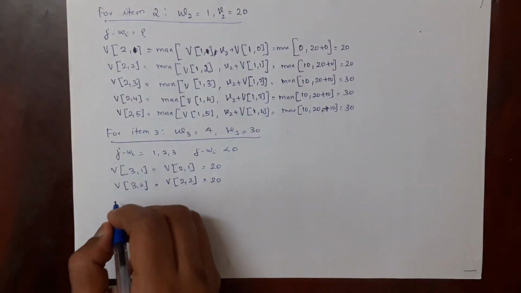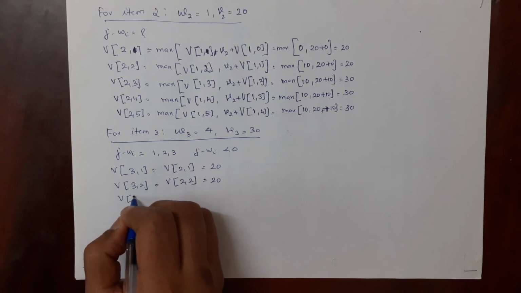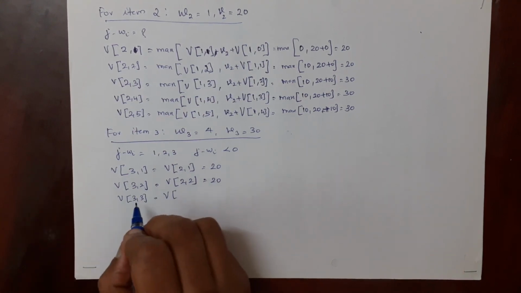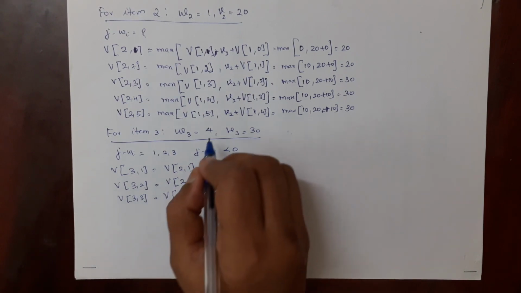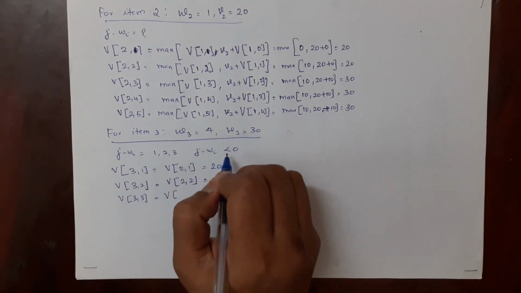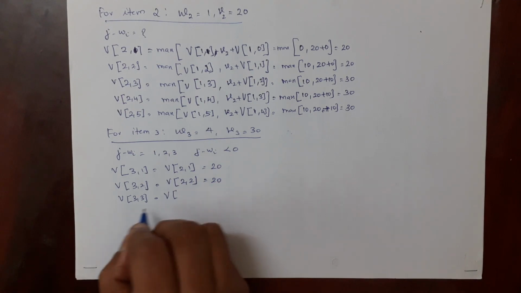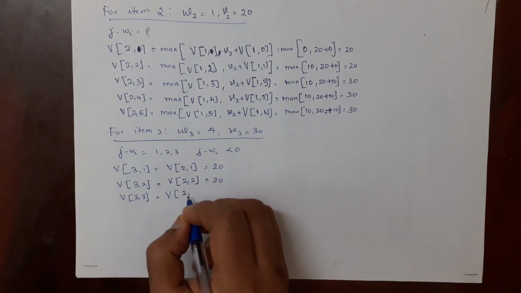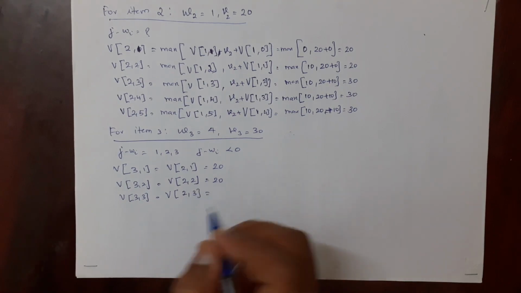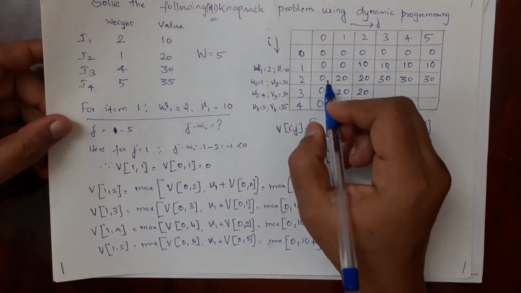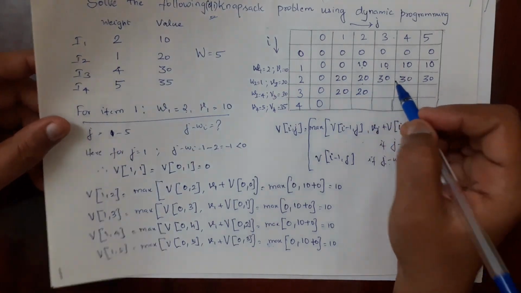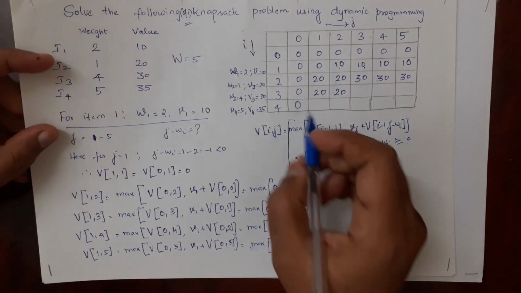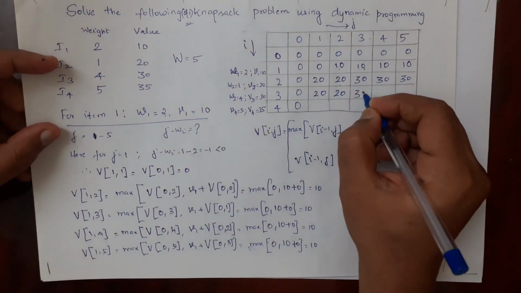Next, v of 3 comma 3. Here the j value is 3, j minus wi is 3 minus 4, which is minus 1, also less than 0. So v of i comma j is equal to v of i minus 1, that is 2 comma 3. The value of 2 comma 3 is 30, so 3 comma 3 is also 30.